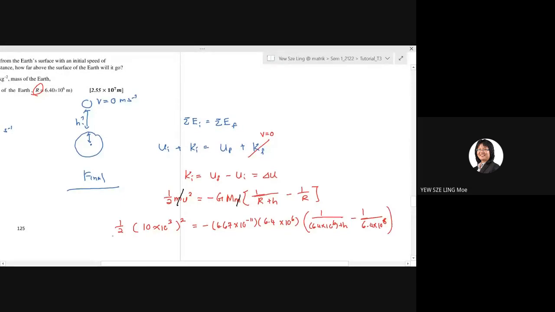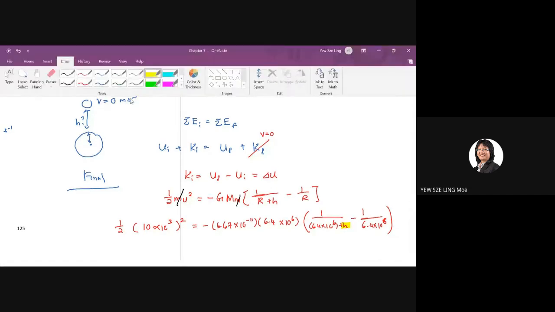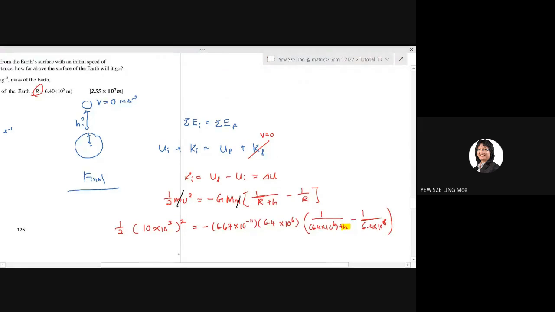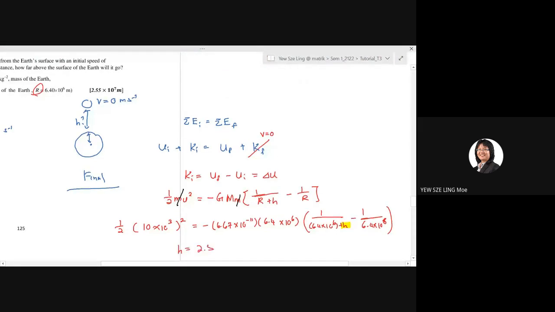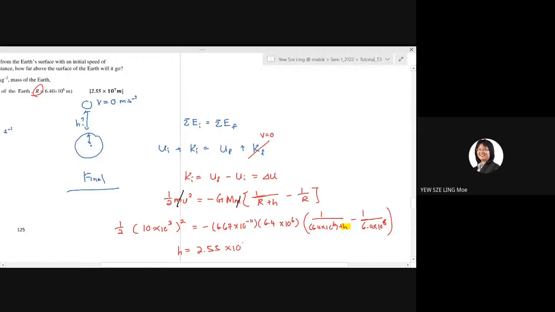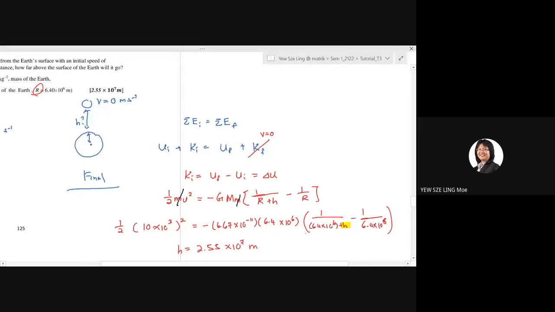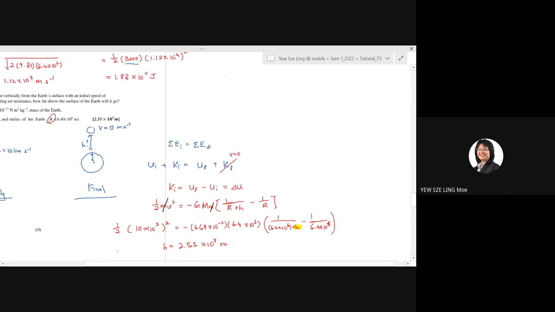So done. If you look at these equations, we have just one unknown, which is the H. Rearrange the equations and you will obtain H equals 2.55 times 10 to the power of 7 meters. So you have to rearrange step by step. Let's see how you rearrange. That is more on mathematics.